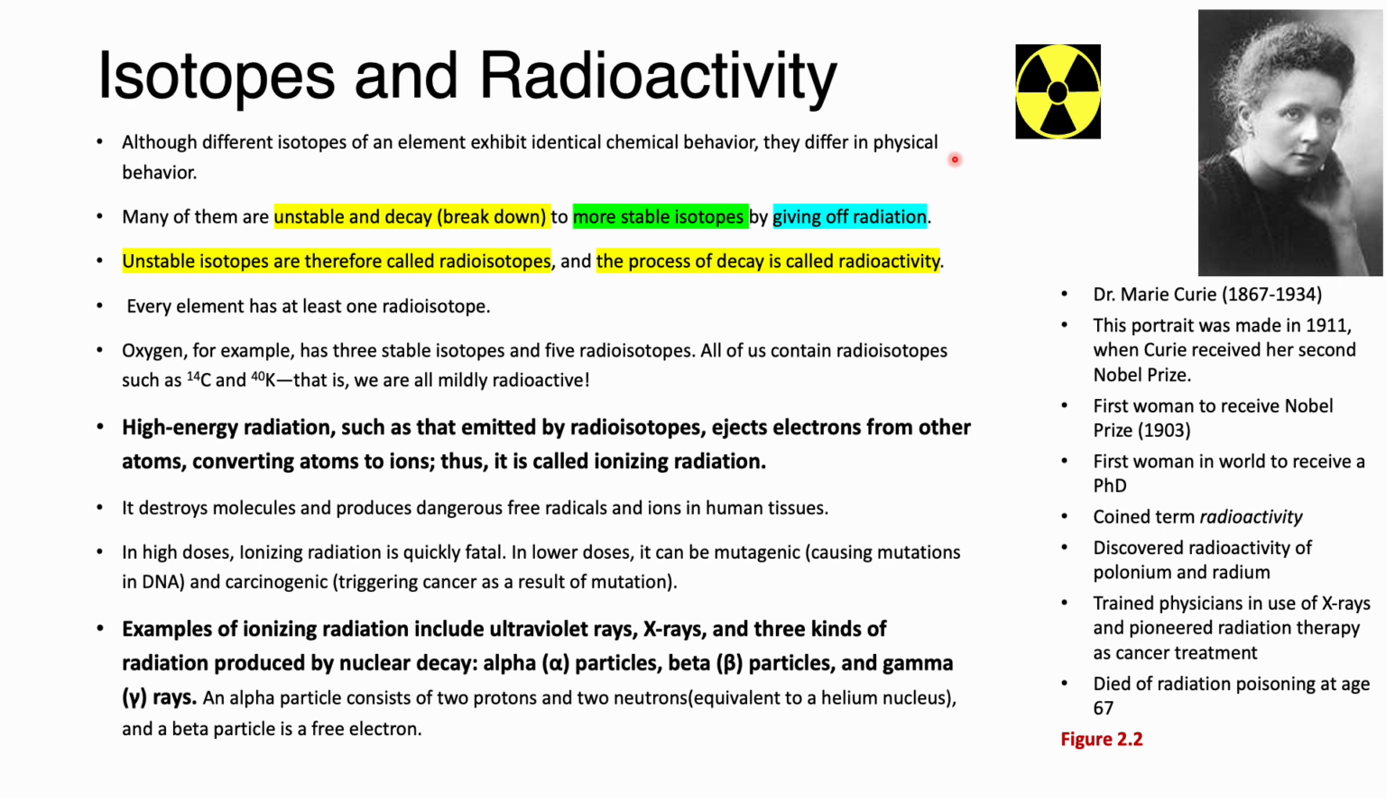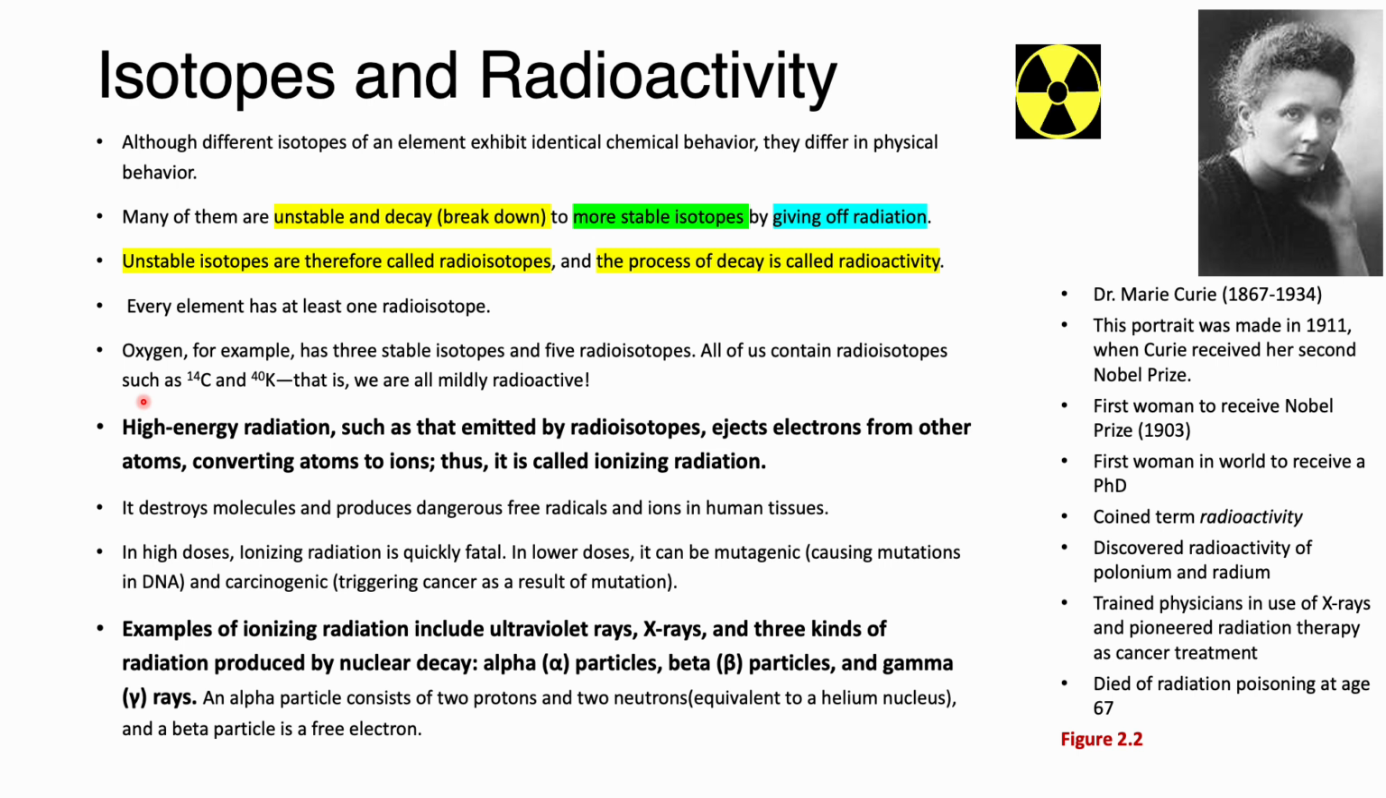So here we have some special isotopes. Isotopes and radioactivity. Our isotopes differ in neutron number. Many of our isotopes are unstable and they decay, which means they break down to more stable isotopes. And when they break down, they give off radiation. All right? So unstable isotopes are therefore called radioisotopes, and the process in which they break down is called radioactivity. Every element has at least one radioisotope.